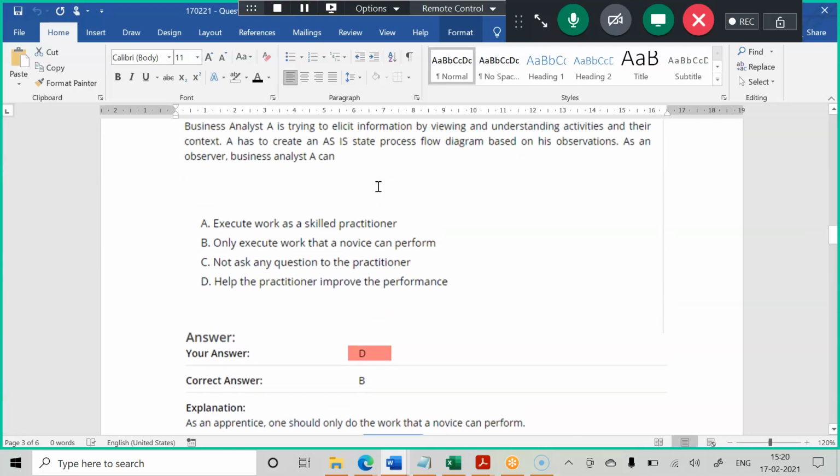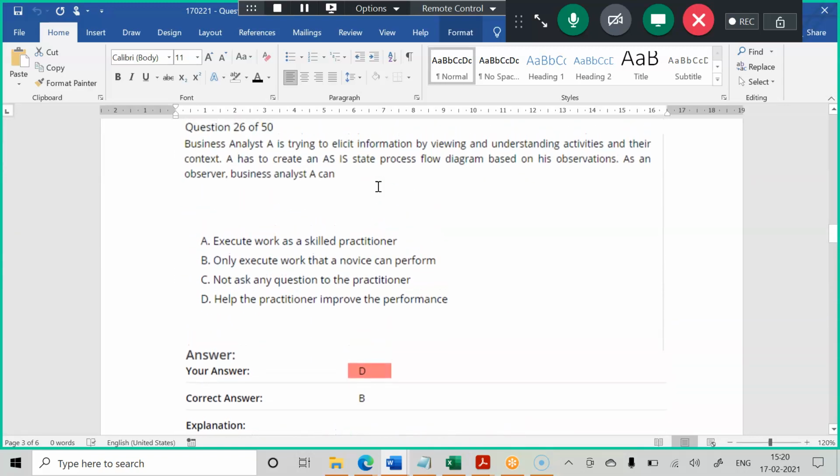Okay, so we have another question. A has to create an as-is process flow diagram based on his observations. As an observer, business analyst A can try to elicit information by viewing and understanding activities in the context. So, as an observer, business analyst A can only execute work that a novice can perform.